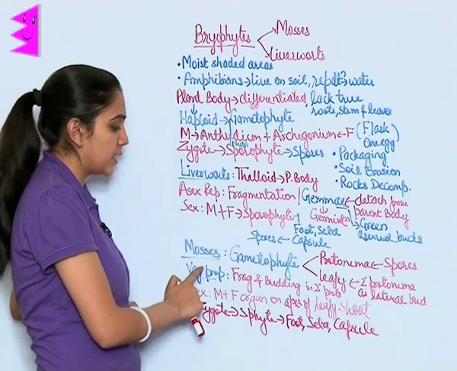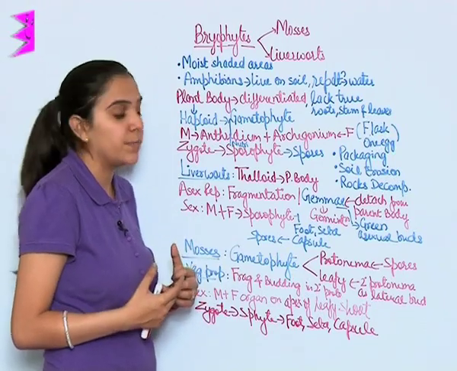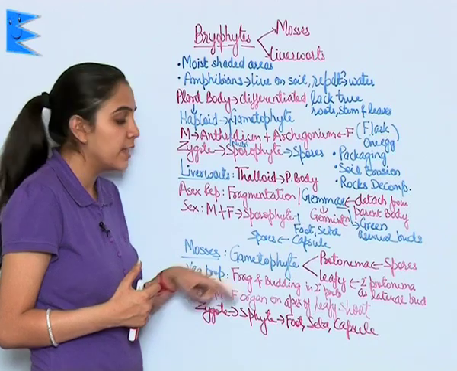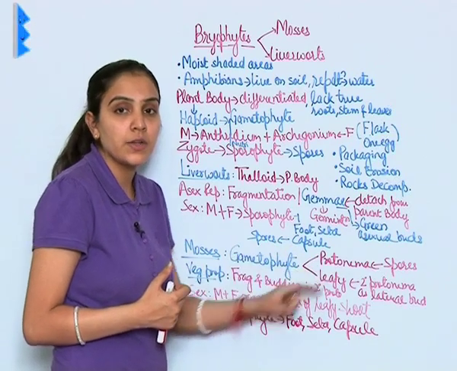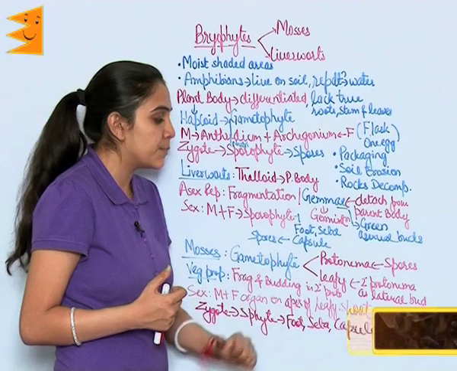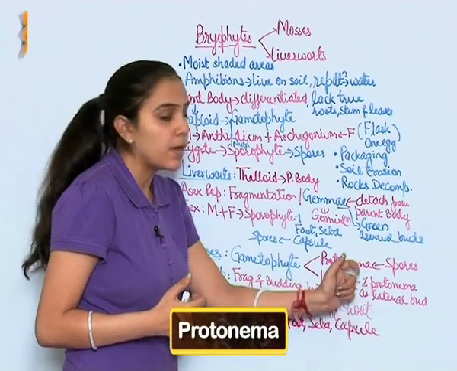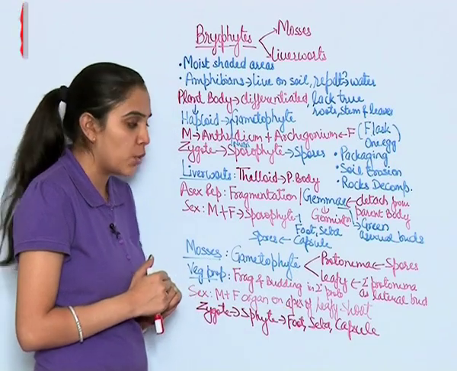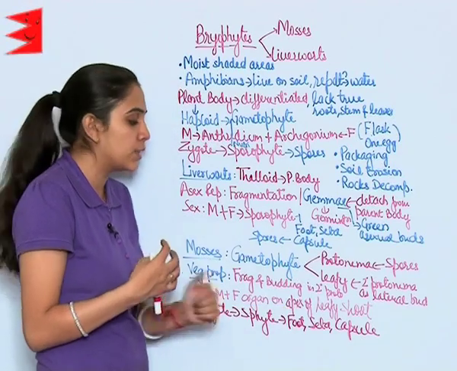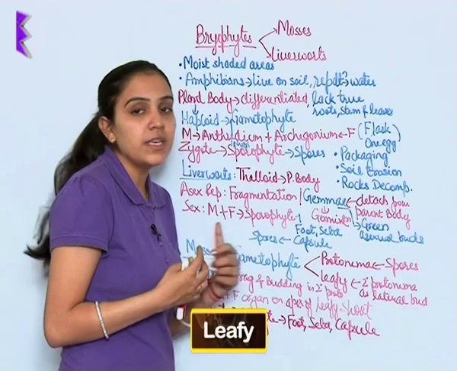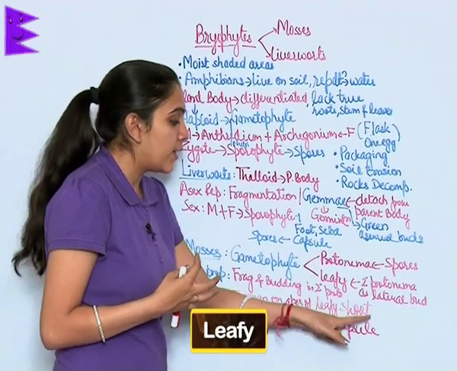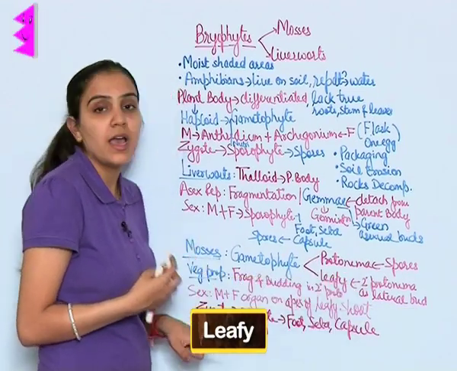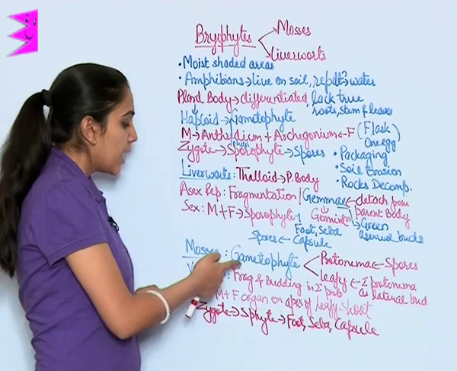In the case of mosses, the dominant stage of the plant body is the gametophyte, which is further divided into two stages. First is the protonema, the stage which is directly developed from the spores, whereas the leafy stage is developed from the secondary protonema as lateral buds.